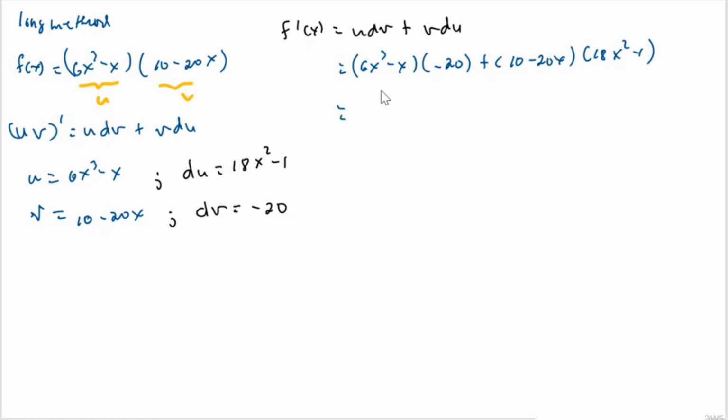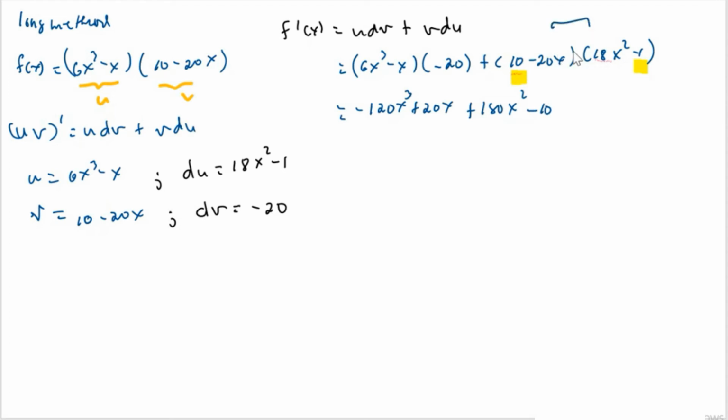So by simplifying, 6x cubed times negative 20 is negative 120x cubed. Negative x times negative 20 is positive 20x. Now, binomial times binomial, so we'll try to use the FOIL method. So 10 times 18x squared, the product is 180x squared. And then outer terms, so we have 10 times negative 1, which is equal to negative 10.